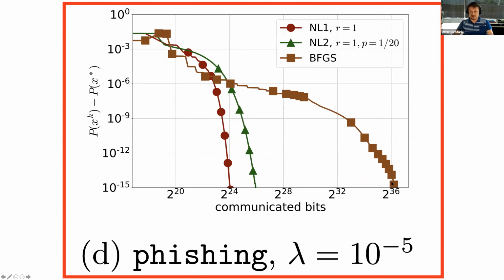Let's compare again BFGS. We see something very similar. So BFGS needs 2 to the power 36 bits to be communicated, and we only need 2 to the power 24. So again, there's 12 orders of magnitude in powers of 2. So that's a huge difference too.